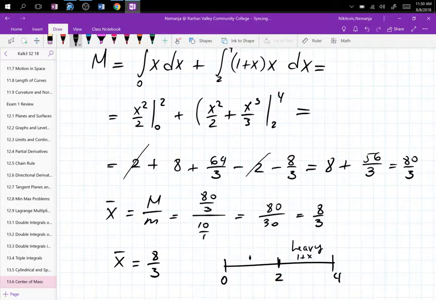Obviously, if your IQ is more than 3, the center of mass must be in the heavier half of the rod. And we got 8 thirds. 8 thirds is 2 and 2 thirds, right? So about 2.66666, call it 2.7. It is in the heavier side. So we are getting the center of mass somewhere over here. So then I get to put a big check mark. Bueno?